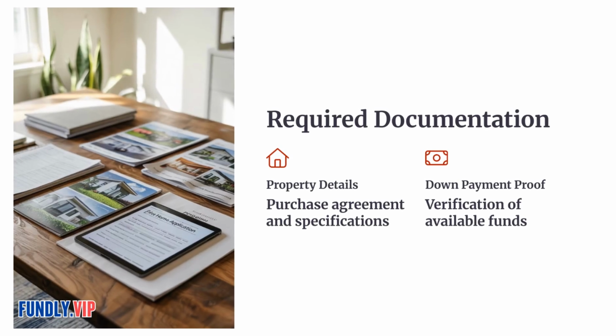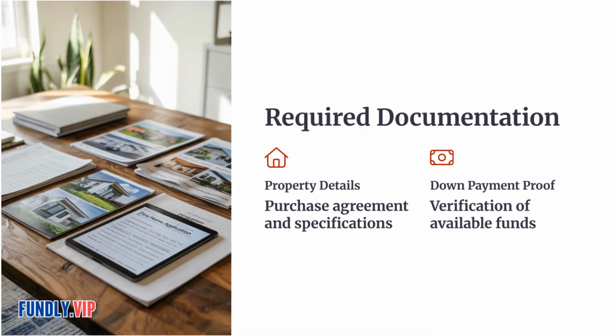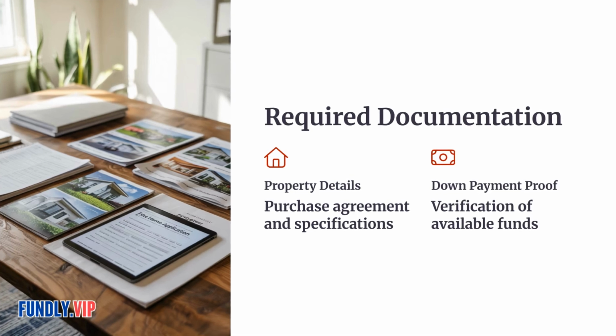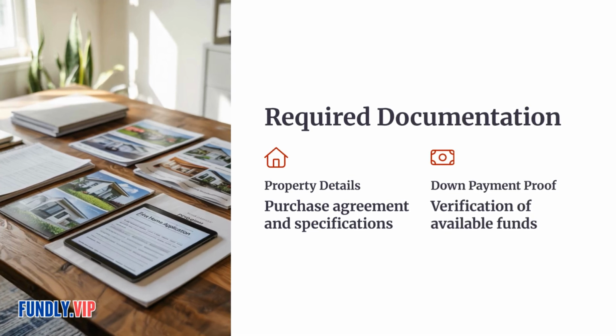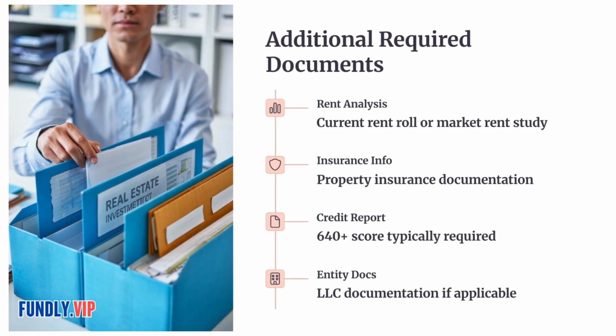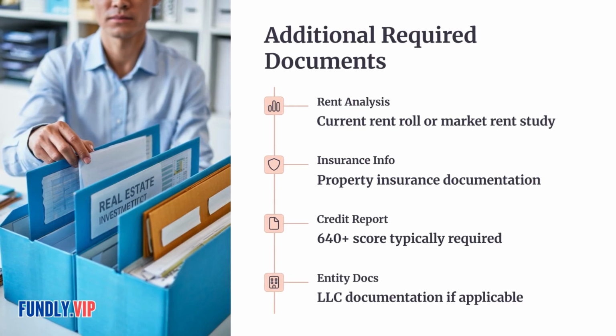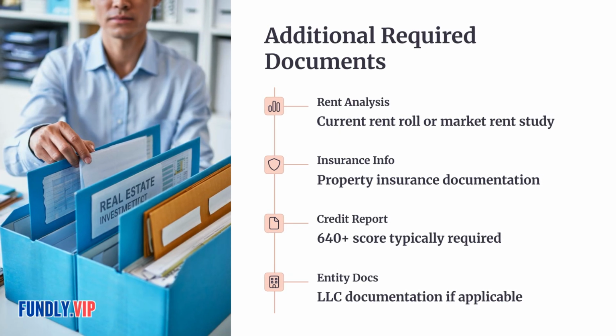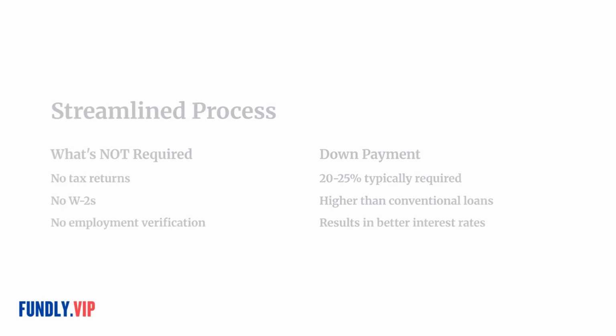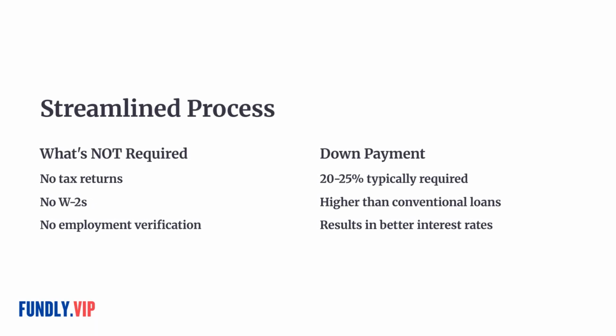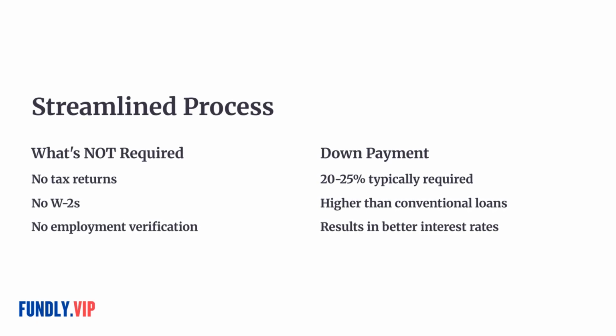What documentation do you need to apply for a DSCR loan? Unlike the mountain of paperwork for conventional loans, DSCR loans require significantly less documentation. You'll need property details and purchase agreement, proof of down payment funds, rent roll or market rent analysis, property insurance information, credit report, most lenders require a 640 plus score, and entity documentation if purchasing under an LLC. No tax returns, W-2s, or employment verification needed, which streamlines the entire process.